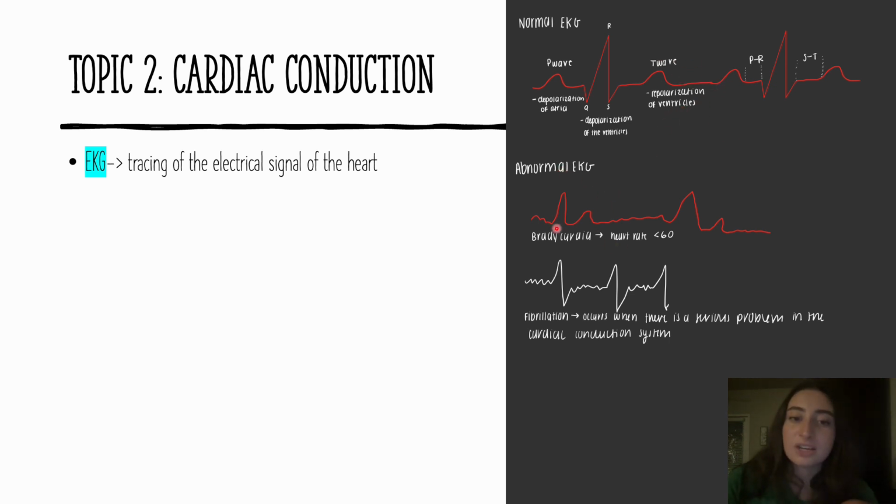An abnormal EKG could look something like this. This is a bradycardia, where the heart rate is less than 60, or here, where fibrillation occurs, and atrial fibrillation specifically, and there's a serious problem in the cardiac conduction system here.